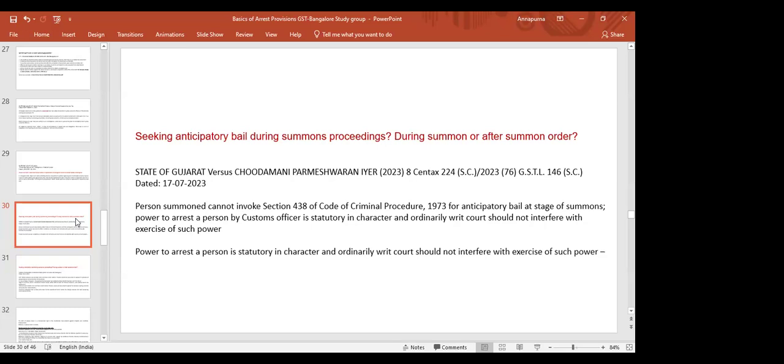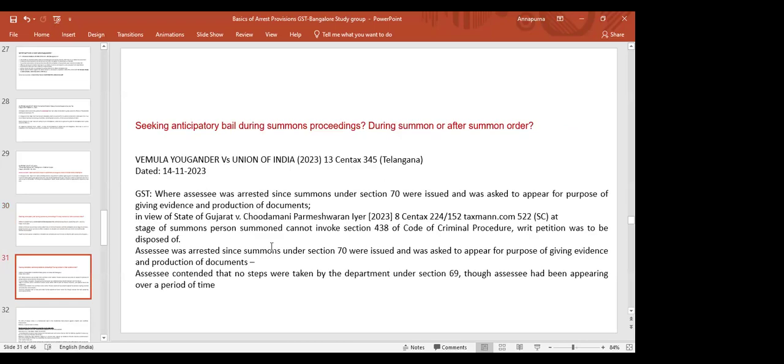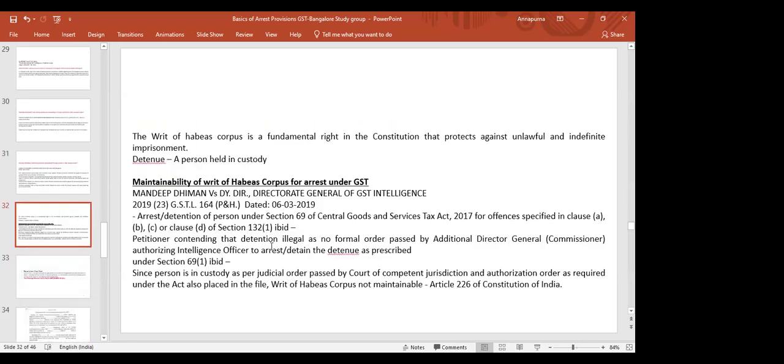And this case was referring to whether anticipatory bail can be filed in advance. They are saying that the power to arrest is a statutory power, and accordingly they cannot interfere with this power. So one cannot take the benefit of anticipatory bail during summons. So these were some few things I was able to learn on this arrest, sir. I was learning this this morning, preparing and reading this case law.